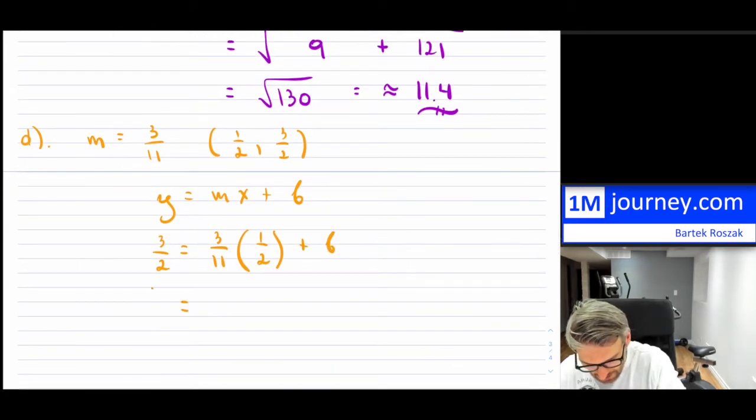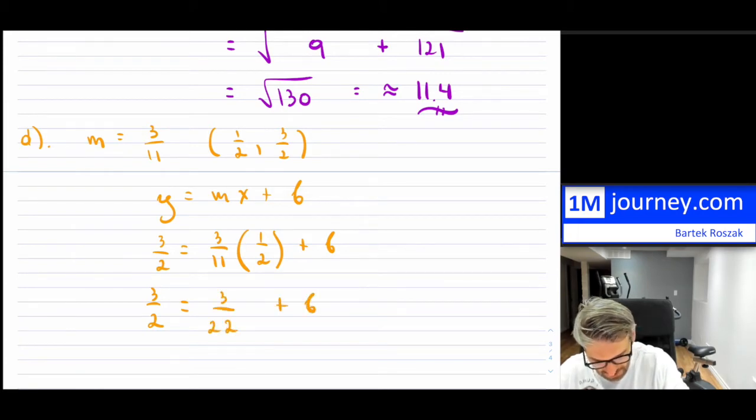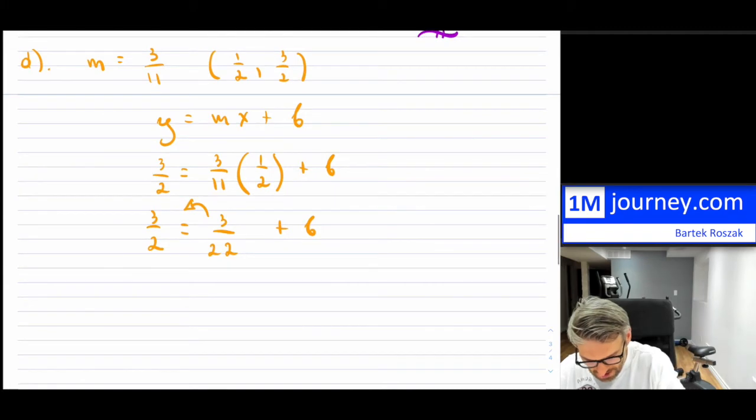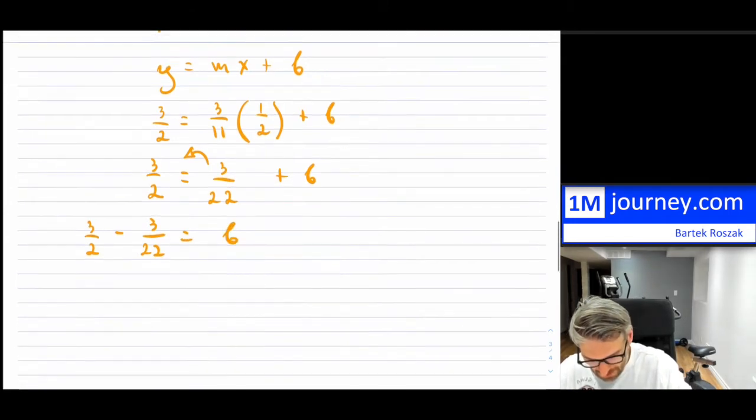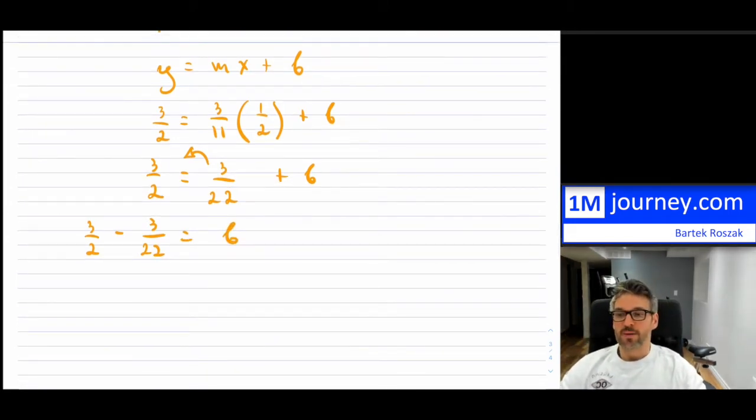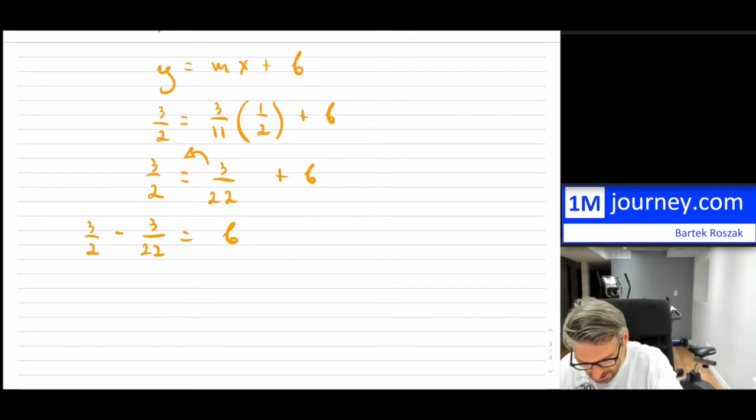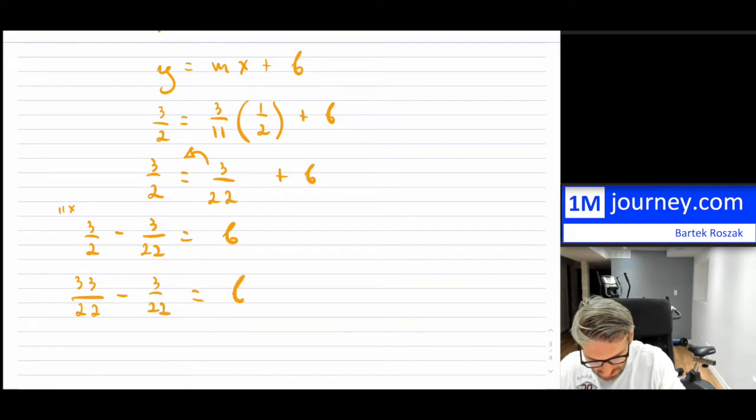So what do we have here? We have 3 over 2, and this is going to be 3 over 22 plus b. Bring this over to this side, and we have 3 over 2 minus 3 over 22. This is b. Now finding the common denominator, in this case I guess it's 22. So now how do I get to 22? Well, 2 goes into 22 11 times. So it's going to be 11 times 3. That's going to be 33 minus 3 over 22, and that's your b.